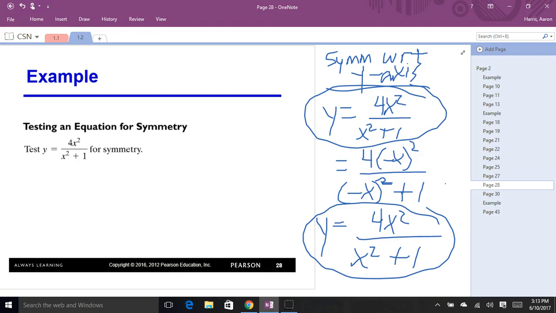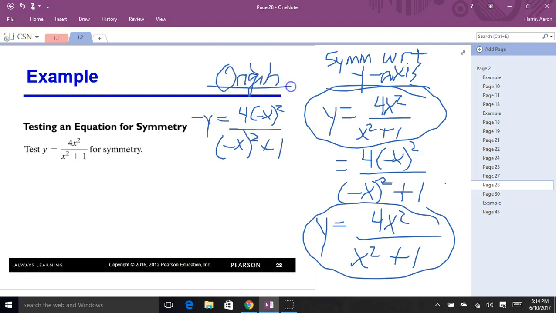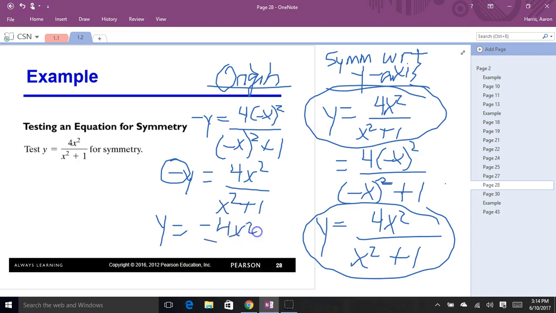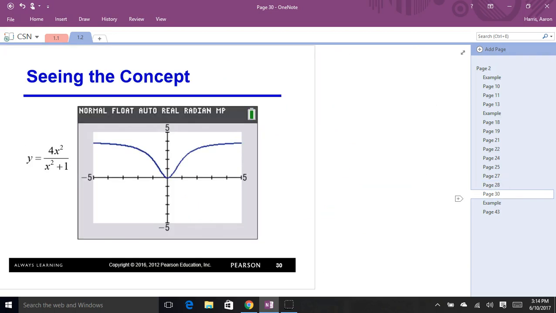Okay. Now, if I was testing if this was symmetric with respect to the origin, I would replace y with negative y, and I would replace x with negative x. And then I would simplify, and this is with respect to the origin, okay? And then I would simplify this thing, and I would see if I ended up with my original, which when you take that negative over to the other side, you do not. So this is not symmetric with respect to the origin. So it's only symmetric with respect to the y-axis, as I previously showed. You can see that in the graph here.